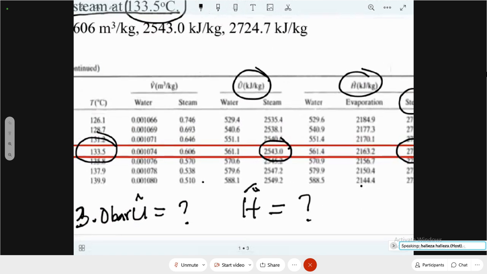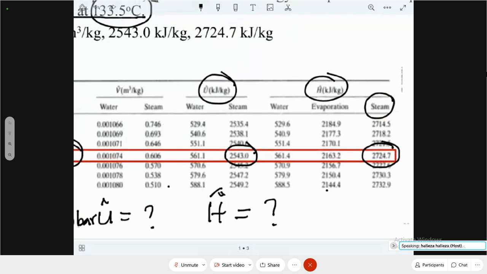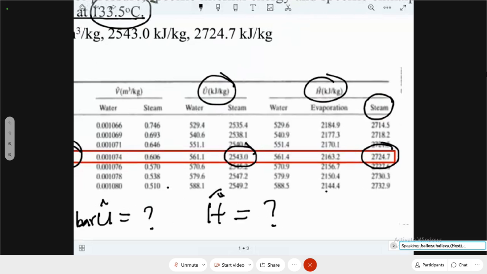Okay. You have the temperature, you have the pressure, you have the internal energy, and you have the enthalpy there. Everything is there. So that's the second example we're going to cover.